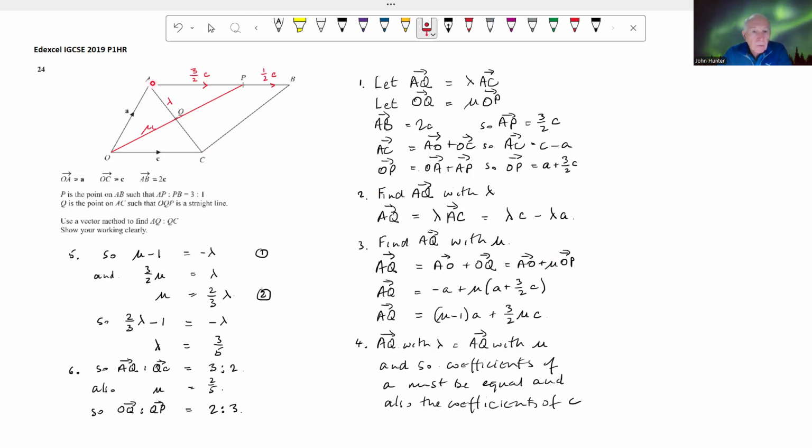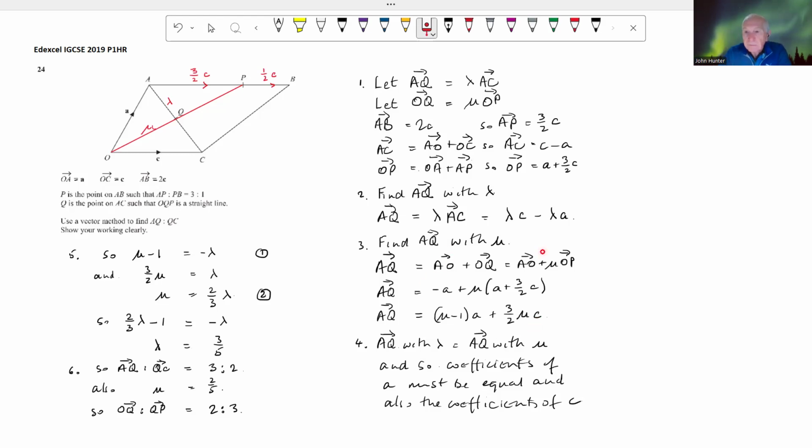And then we want to find AQ using mu. Well, AQ via O is minus a plus OQ, and OQ is mu times OP. So AQ is minus a plus mu times this thing here that we've got from up there. Again, separating the a and the c parts out, we can rewrite this as (mu minus 1)a plus 3/2 mu times c.